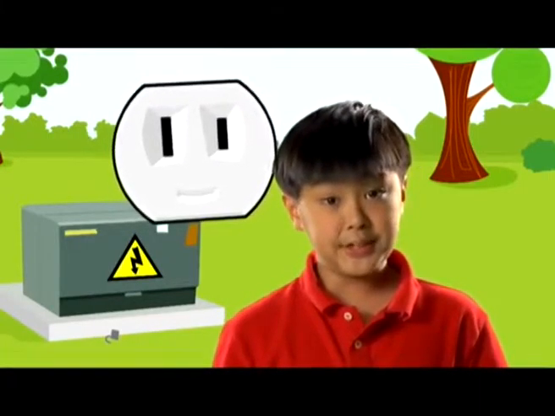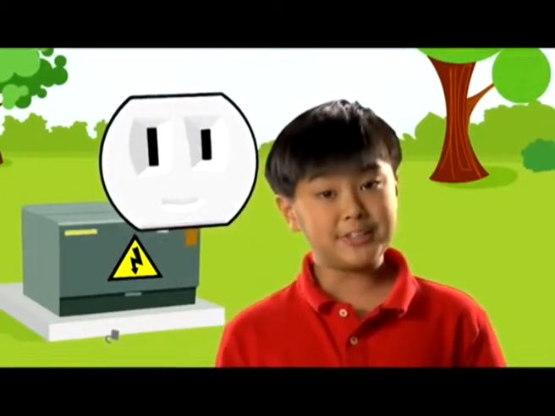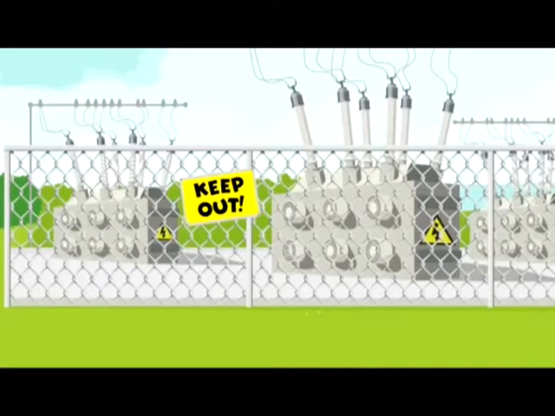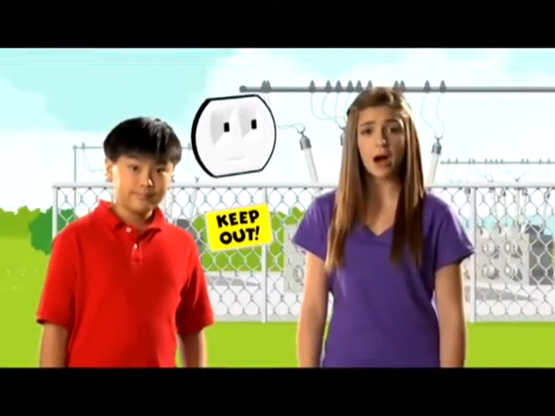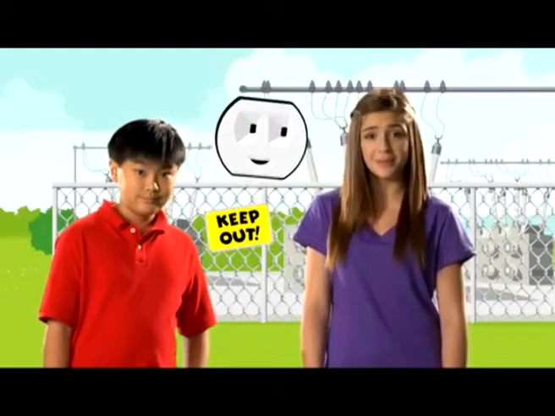So if you see one that's unlocked, don't touch it. Tell your mom and dad to call OG&E. And same goes for those big substations. They're so powerful, they've got to have a big fence around them to keep people out.